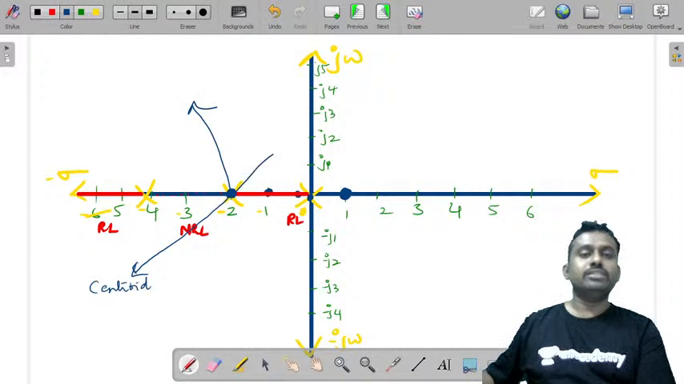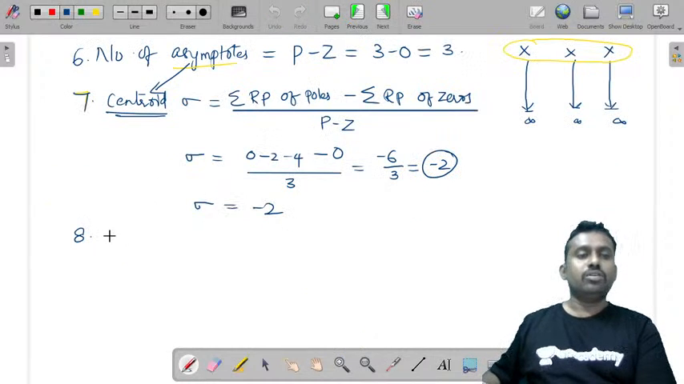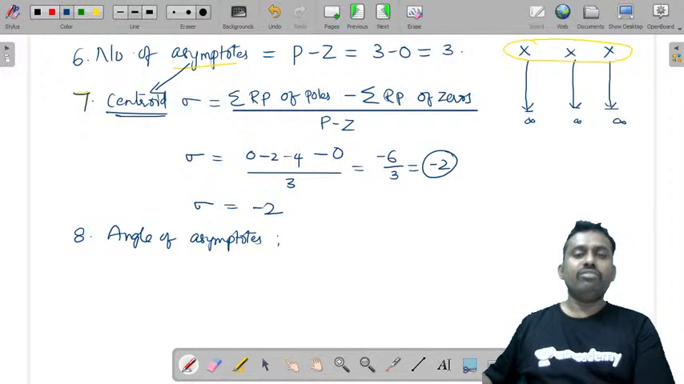Should I draw them like this? Should I draw them like this? We do not know that. In order to find that, we require what is called the angle of asymptotes. What do we require? We require the angle of asymptotes.